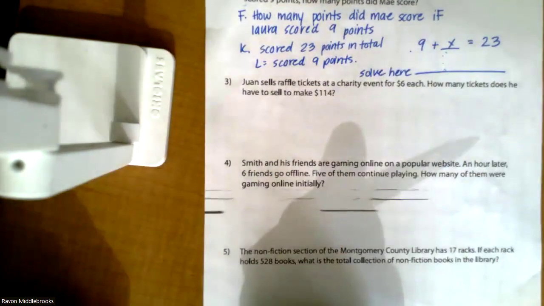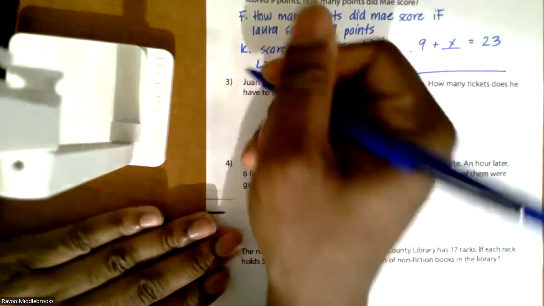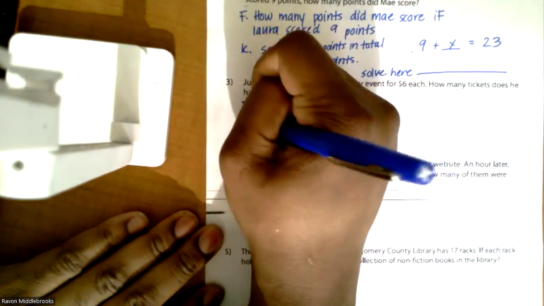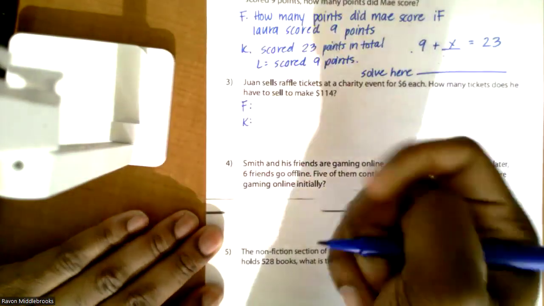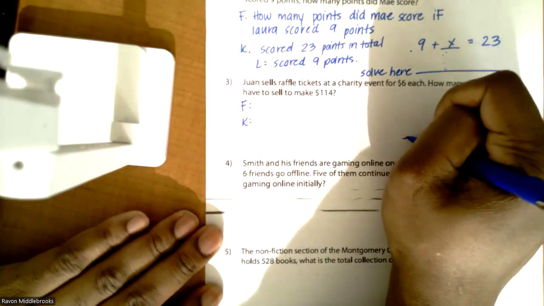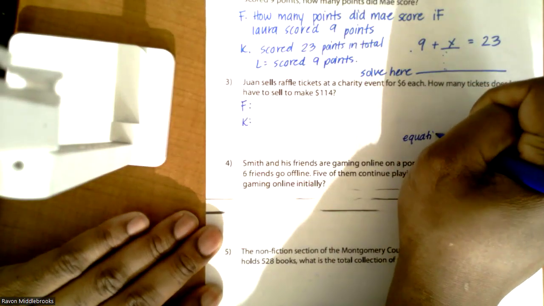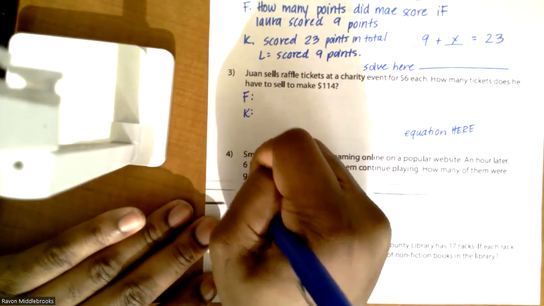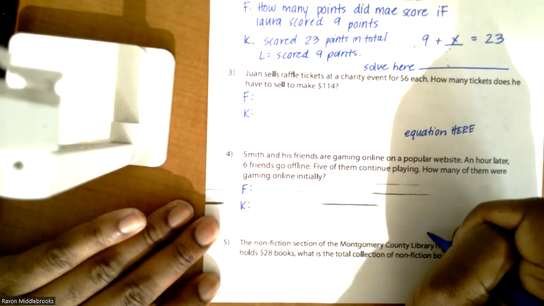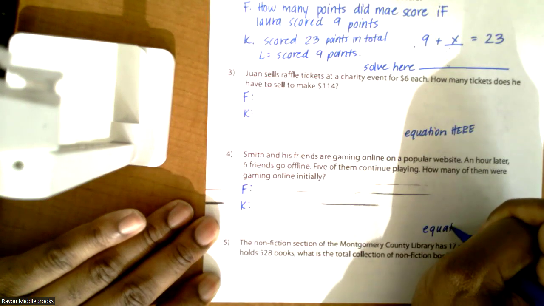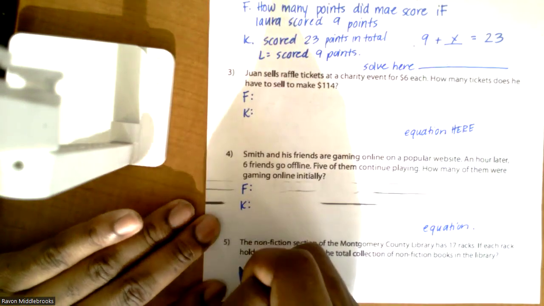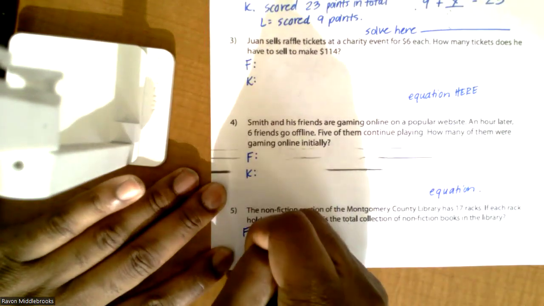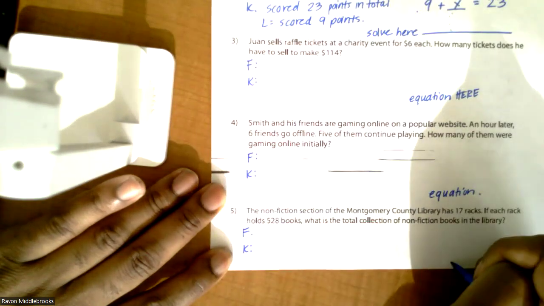We just did some practice. I just helped you guys understand a few practices. So make sure you write what you're finding first, then write what you know about the problem. Then create your equation. For the next problem, write what you're finding first, then write what you know, and then write your equation. Last but not least, write what you're finding, write what you know, and then equation.